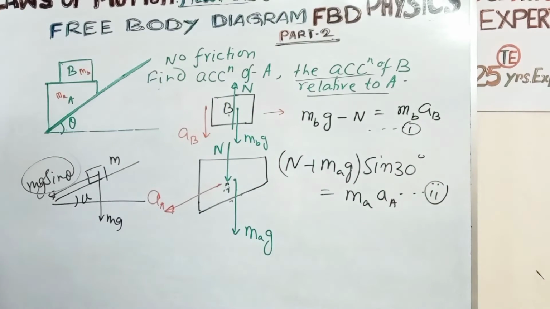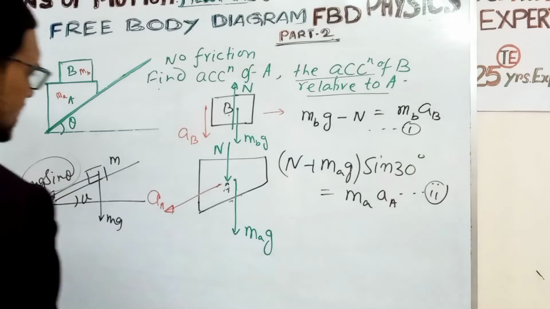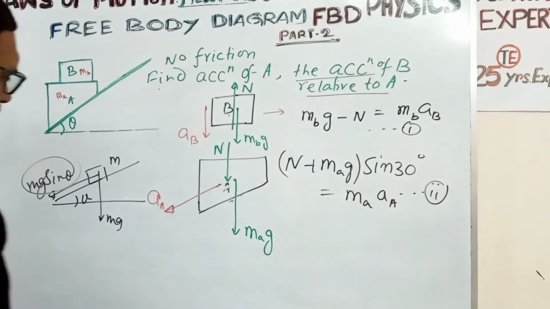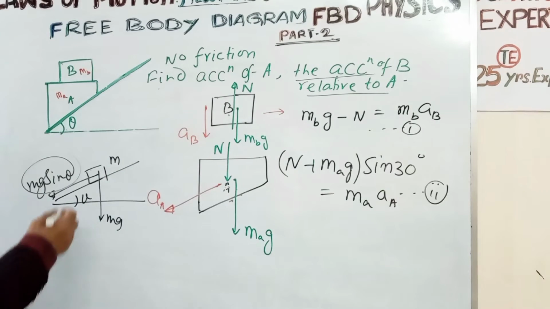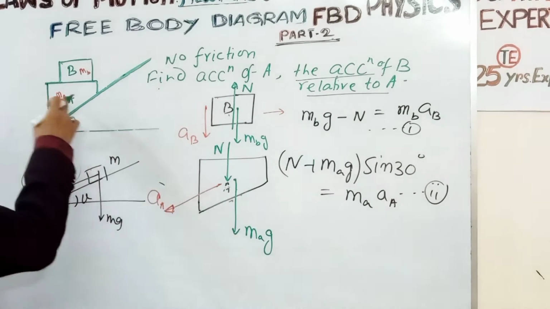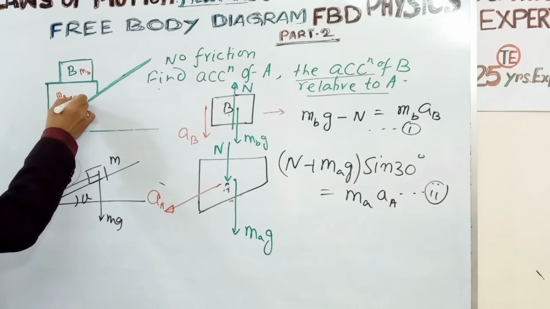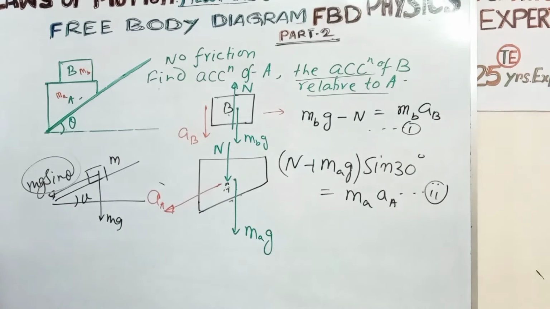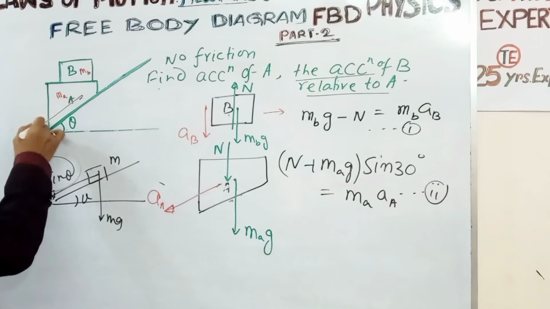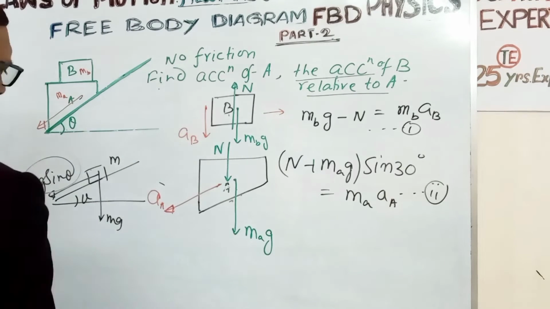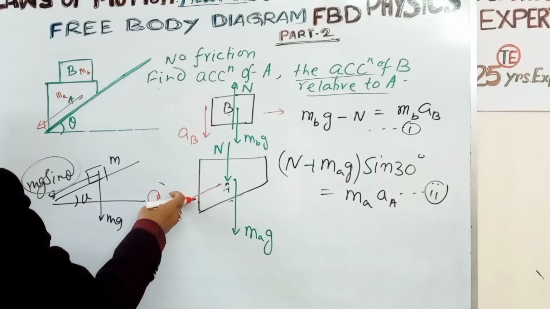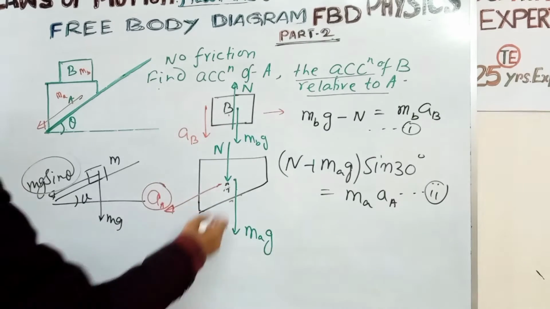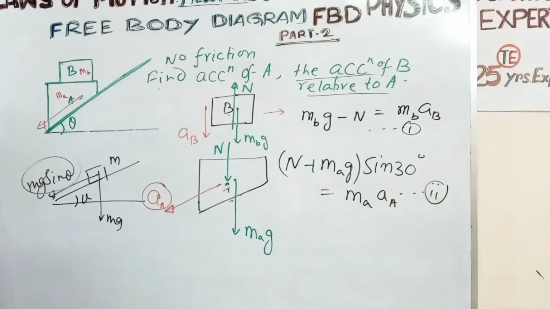Now what is the relation between A and AB? We have to find this relation between A and AB. Here the acceleration of block A is constant. There is no change. So the component of this along this direction will be AB.